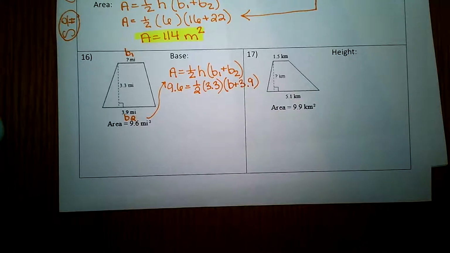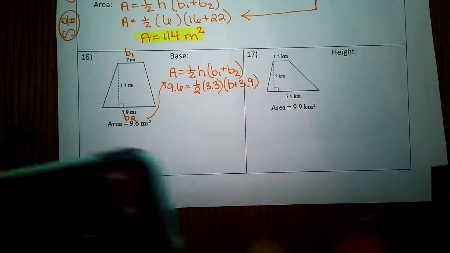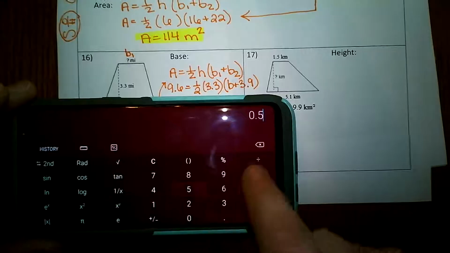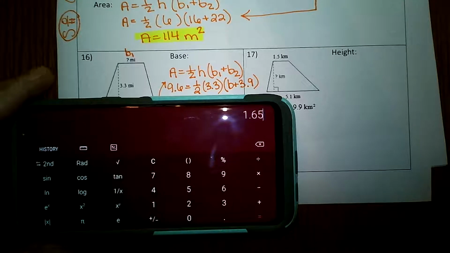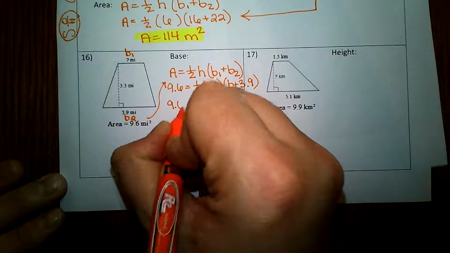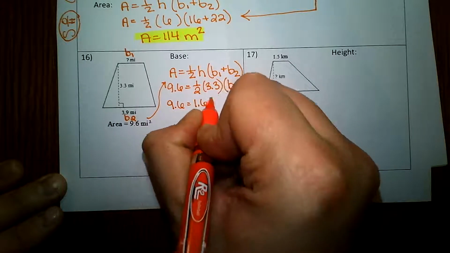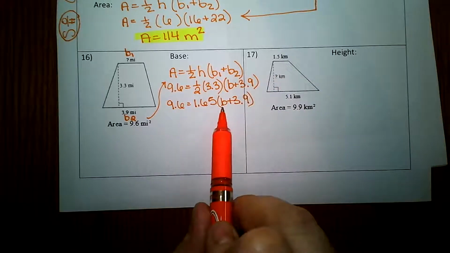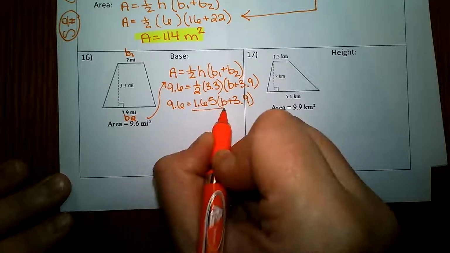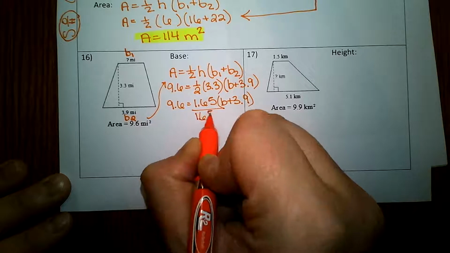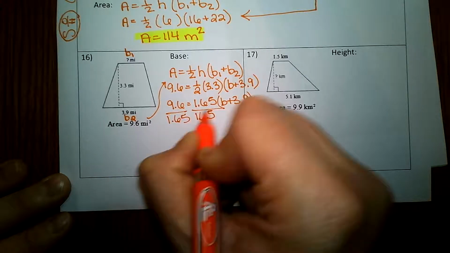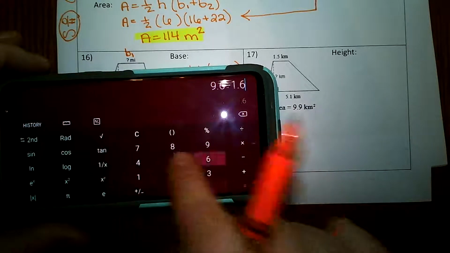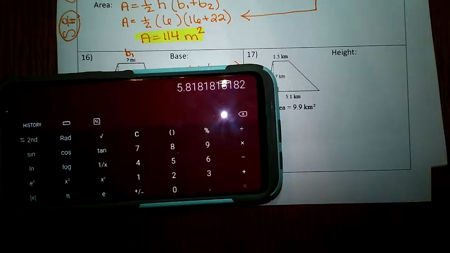Okay, it's time to get your algebra going now. I'm going to try to clean up this right side a little bit. Half times 3.3 is 1.65. Okay, I need to get this b all by itself, so I'm going to divide off this 1.65 first. Get rid of that first. So 9.6 divided by 1.65 is 5.818181.